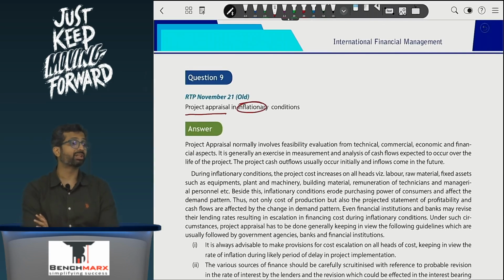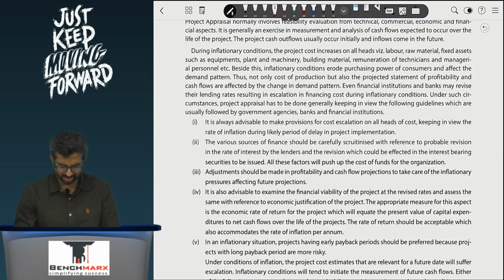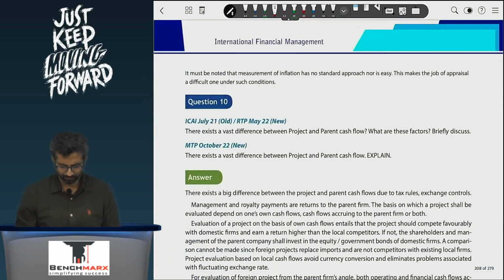Okay, project appraisal under inflationary conditions. So you have done inflation in capital budgeting. So they are just explaining that if there is inflation, you have to consider cash flows, maybe cost, revenue, discount rate, everywhere you consider the inflation and find what we call nominal cash flows and discount the nominal cash flows at the nominal discount rate. And they have just explained all of that.